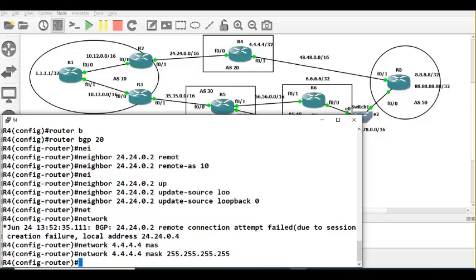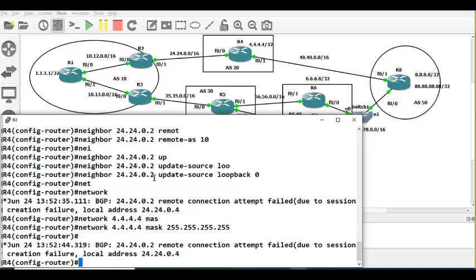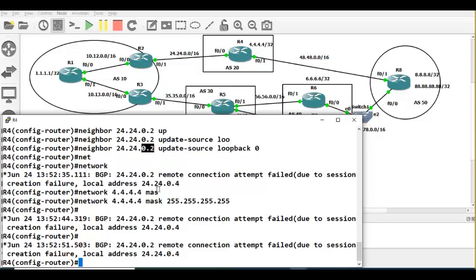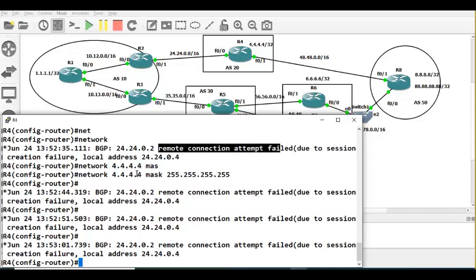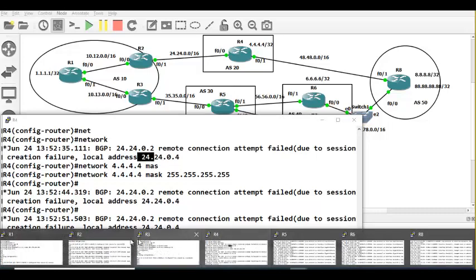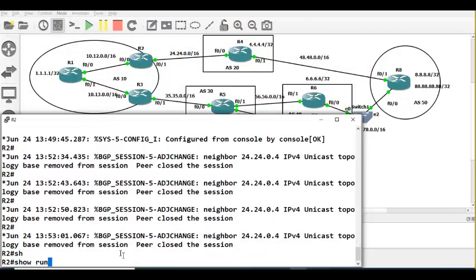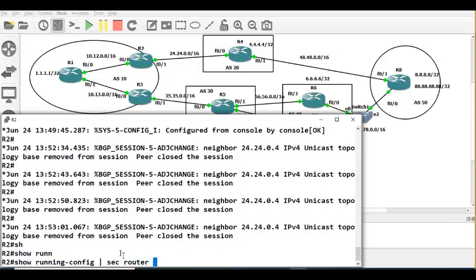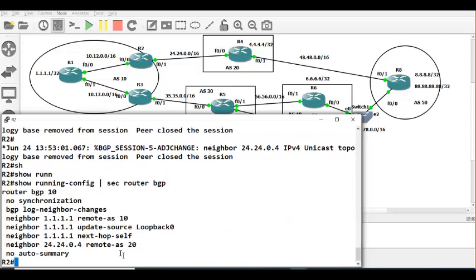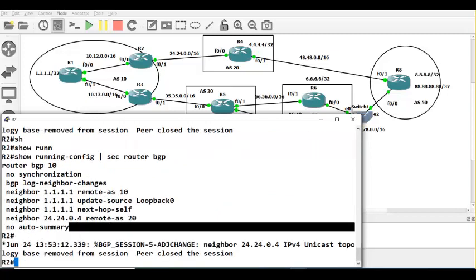All right, I'm seeing some mistake. This is the right IP address of router 2. But it says remote connection attempt failed due to the local address is 4. Maybe on router 2 I made a mistake. Show run section router BGP. I might have put 2.2. Okay, this is correct.